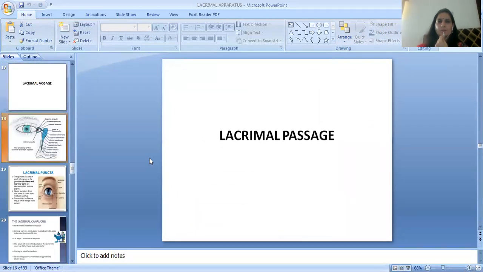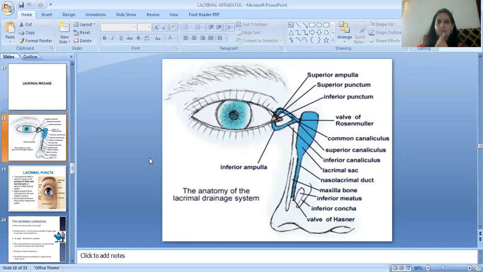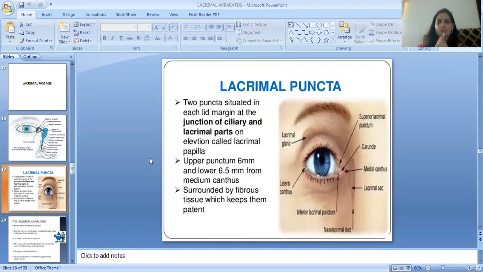Then the lacrimal passage. Here you can see the image of the lacrimal passage. The first structure is the lacrimal puncta. Two puncta are situated in each lid margin at the junction of the ciliary and lacrimal parts, on an elevation called the lacrimal papilla. The upper punctum is 6 mm and the lower 6.5 mm from the medial canthus, surrounded by fibrous tissue which keeps them patent.